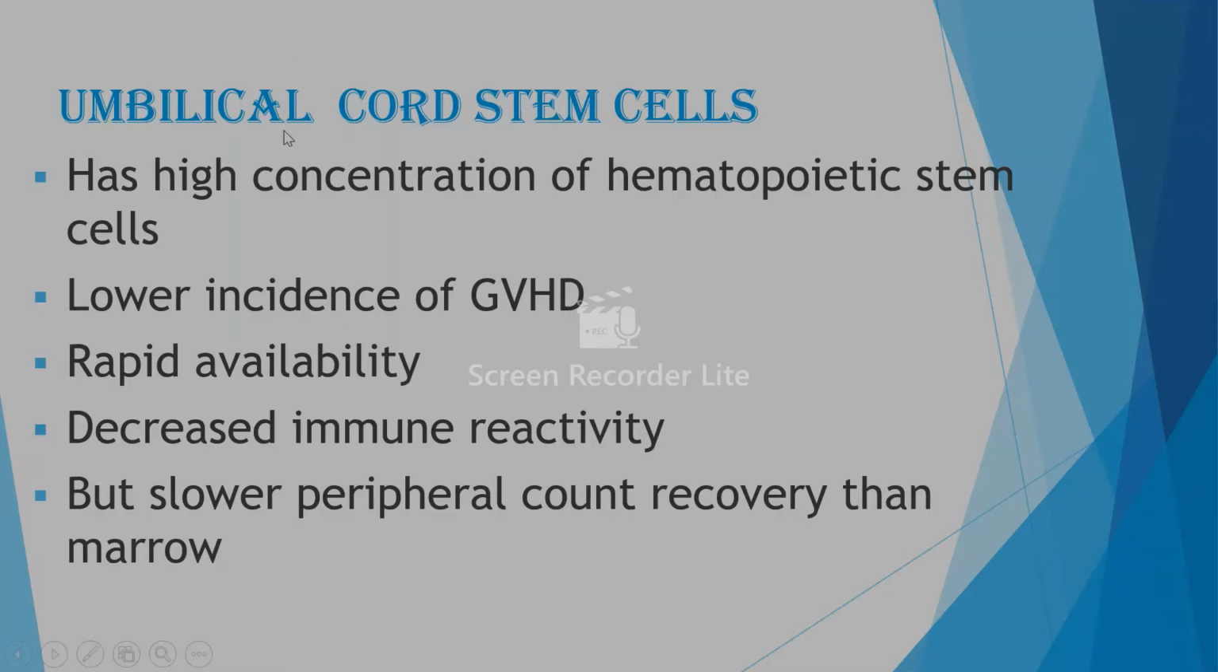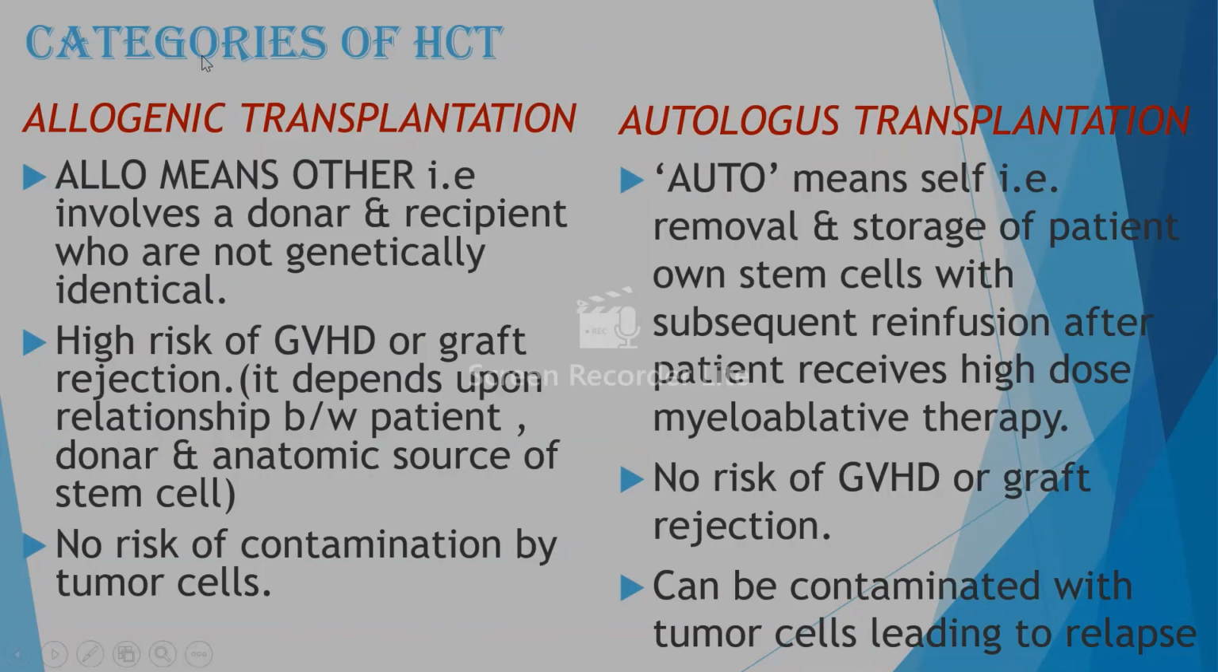when the cells are transplanted from the umbilical cord. There are two categories of hematopoietic stem cell transplant: the allogenic transplant and the autologous transplant. In allogenic transplant, the word allo means other, that is, we are involving a donor and a recipient who are not genetically identical. While in autologous transplant, the word auto means self, that is, removal and storage of the patient's own stem cells with some process and then re-infusion.